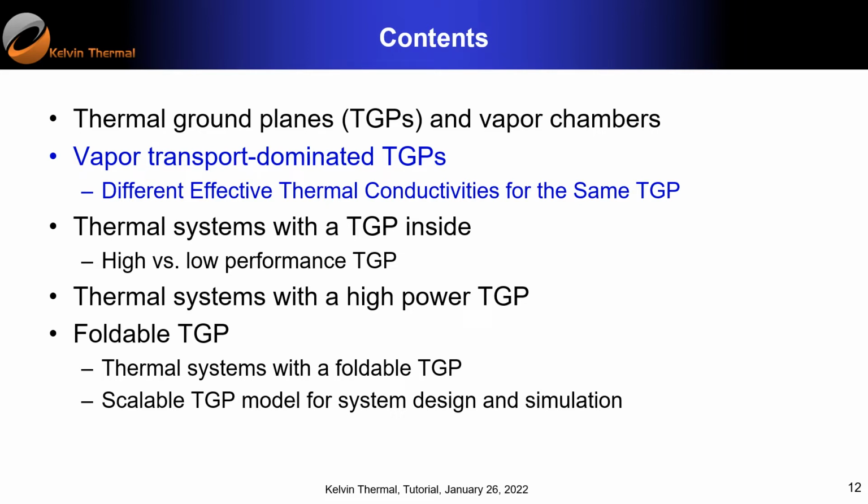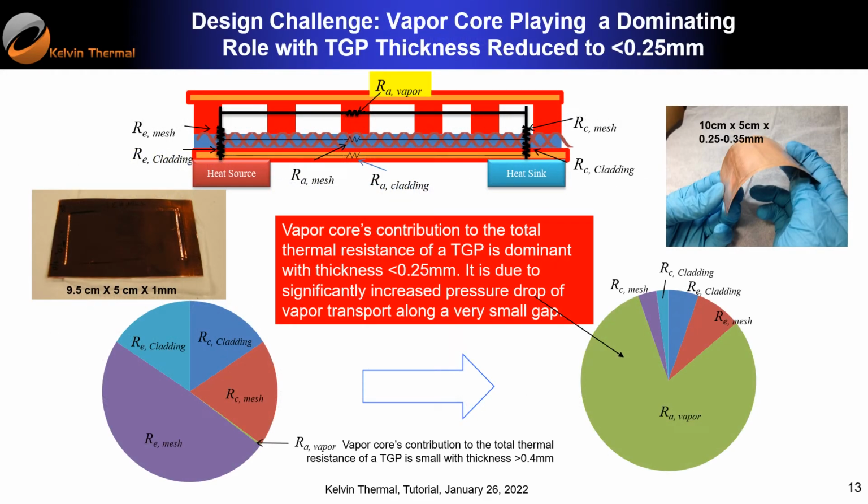So Ryan did a calculation and a measurement. He tried to understand thermal resistance. So there's the heat source, and there's a thermal resistance across the cladding, that's the casing. There's another thermal resistance across mesh with water. Then there's a thermal resistance corresponding to water vapor transport. And then resistance across mesh and water, and resistance across cladding to heat sink. So when he calculated the contribution from each thermal resistance element, he found out the vapor transport thermal resistance was nothing when the TGP was 1 millimeter.